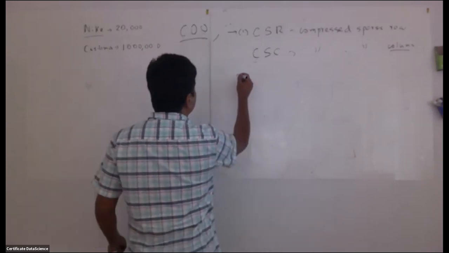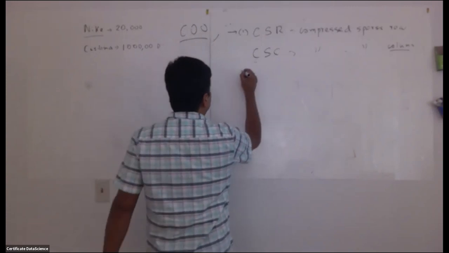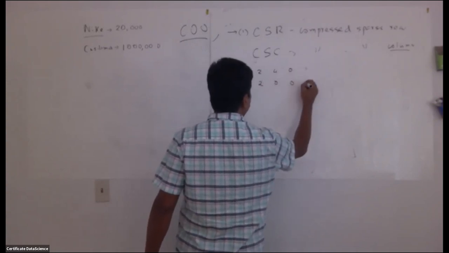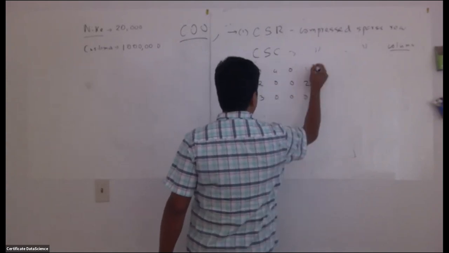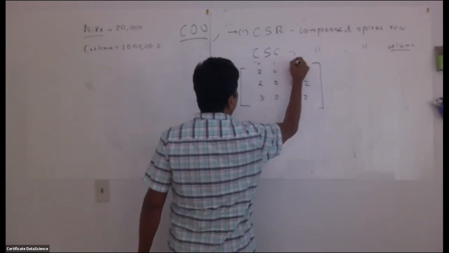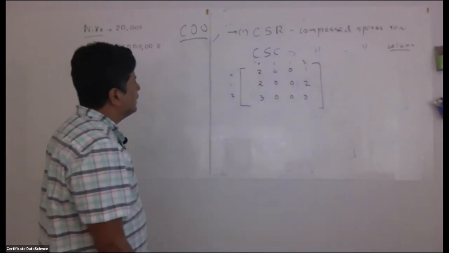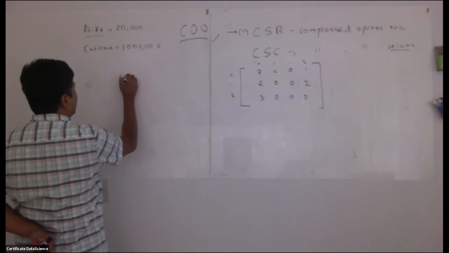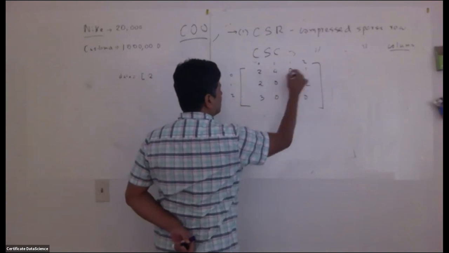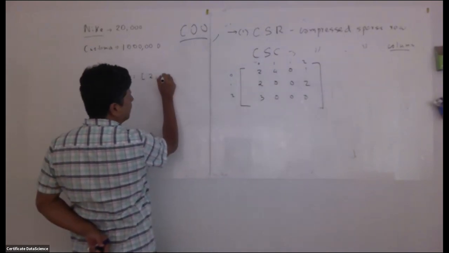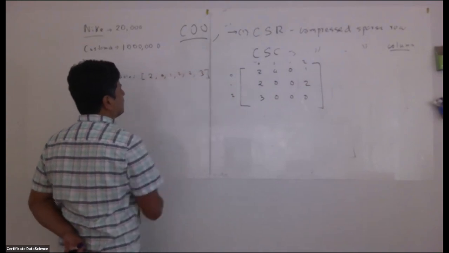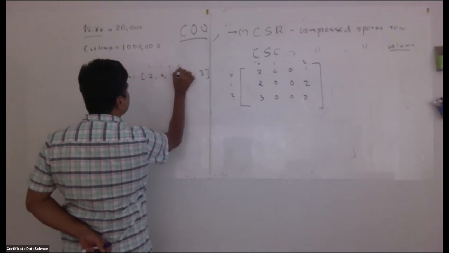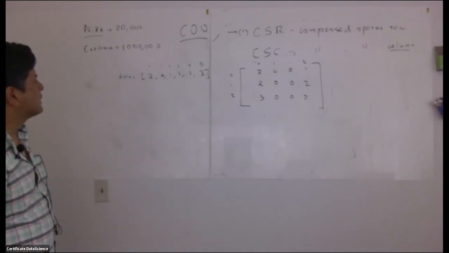So let's take a matrix again: 2, 4, 0, 3, 2, 3, 0, 0, 0, with columns 0, 1, 2 and rows 0, 1, 2. There is another way of representing it. First of all, let's represent the non-zero data, as you scan it row by row: 2, 4, 1, 2, 2, 3. These are indexed 0, 1, 2, 3, 4, 5, so six of them.